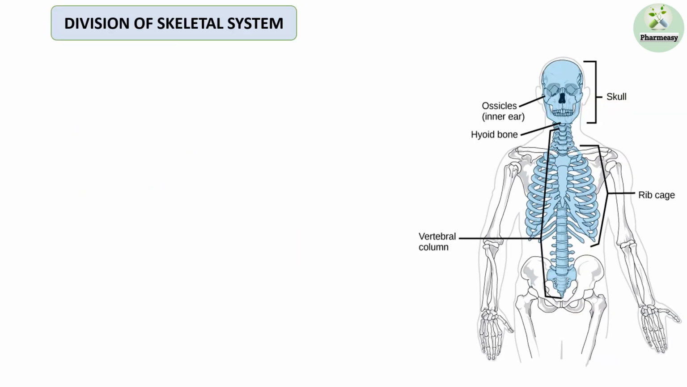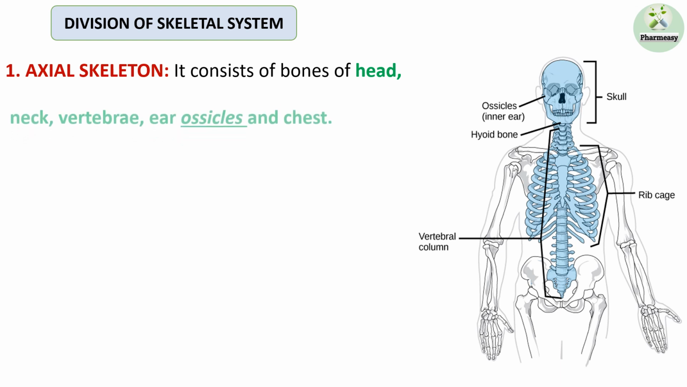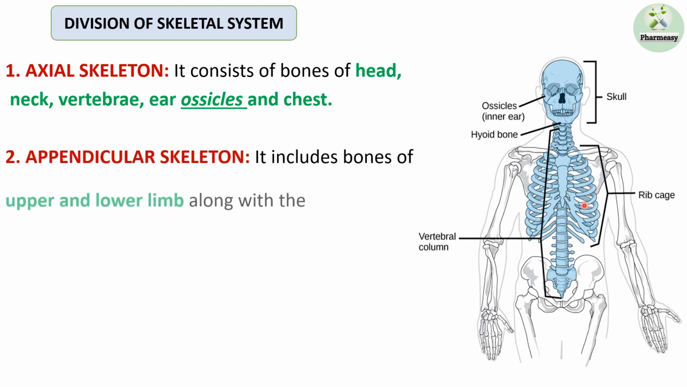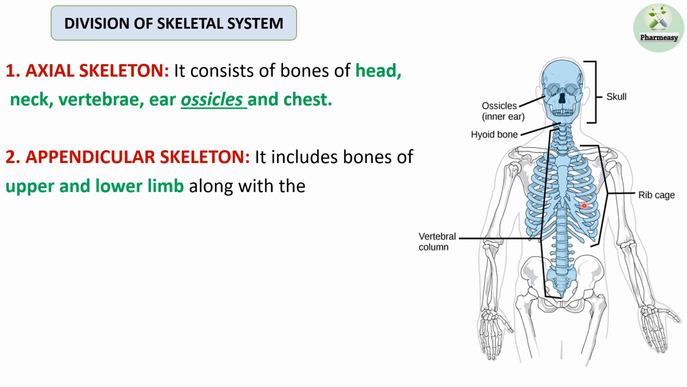Now, we will study the division of skeletal system. It is divided into two categories, that is axial skeletal system and appendicular skeletal system. Axial skeleton includes bones of the cranial bones or head, neck, vertebrae, ear ossicles, and rib cage or chest bones. As the diagram shows, the axial bones, such as cranial bones, neck, vertebral column, rib cage, and appendicular skeleton includes bones of upper and lower limb, and shoulder girdle and pelvis.